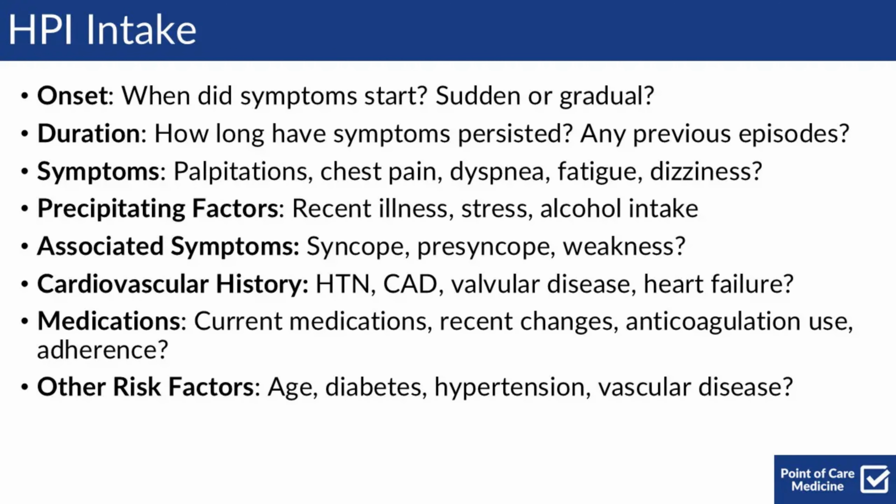Next, let's talk about the HPI. Key questions to ask include: what symptoms are they experiencing? Palpitations, chest pain, dyspnea, fatigue, or dizziness? When did those symptoms start? Was it sudden or gradual? How long have they persisted? And have they had any previous episodes? What are the precipitating factors, such as recent illness, stress, or alcohol intake? And do they have any other associated symptoms like syncope, presyncope, or weakness?